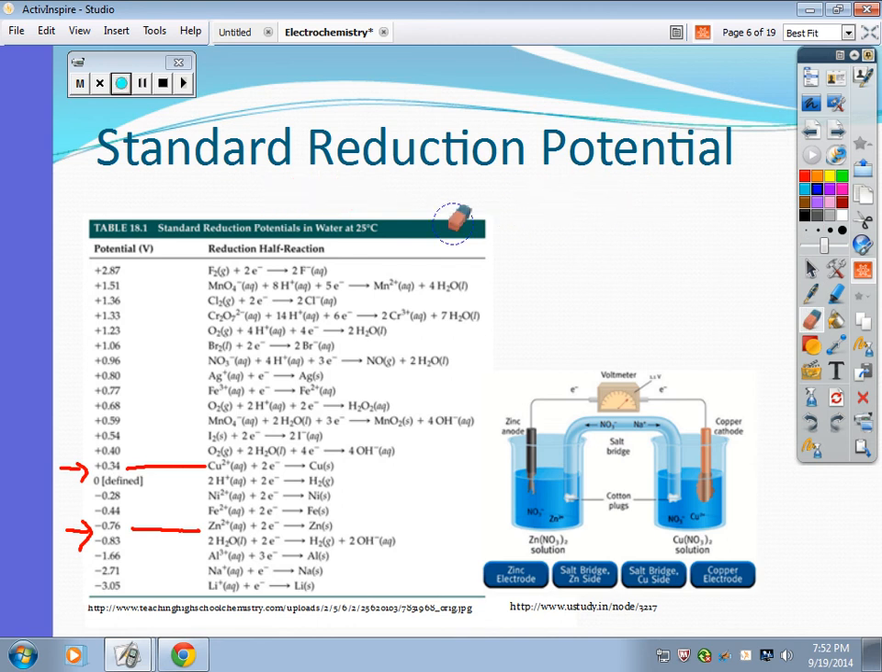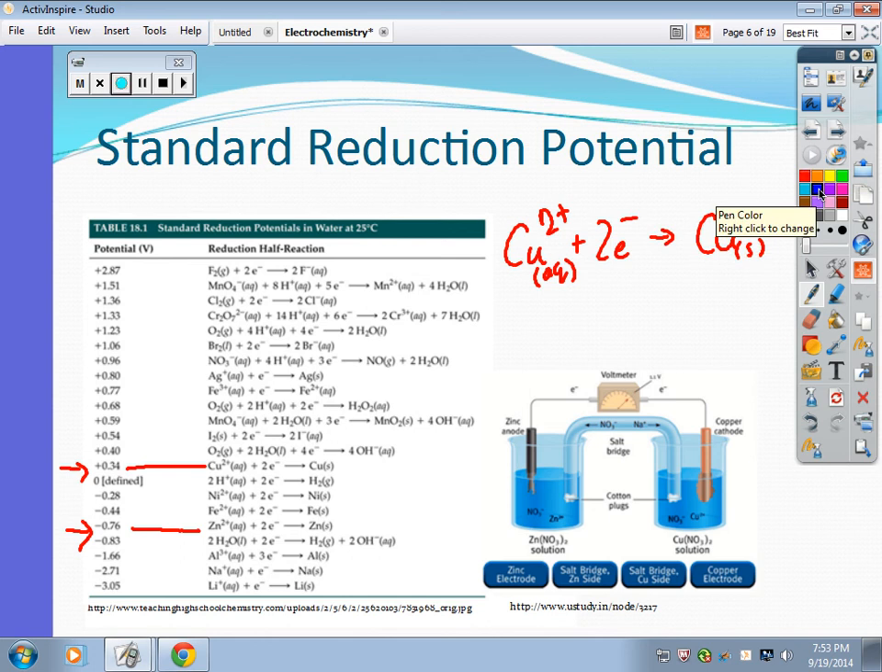So I'm going to go ahead and copy this down and get rid of this. I'm going to copy both of these reactions, and I'm going to use different colors so you can see them better. I'm going to copy them down as is. So I'm going to write Cu 2+ aqueous. All I'm doing is copying this down out of the chart. Plus 2 electrons make solid copper. That's one. Now what's my other one? My other one is zinc 2+ aqueous. Plus 2 electrons make solid zinc.